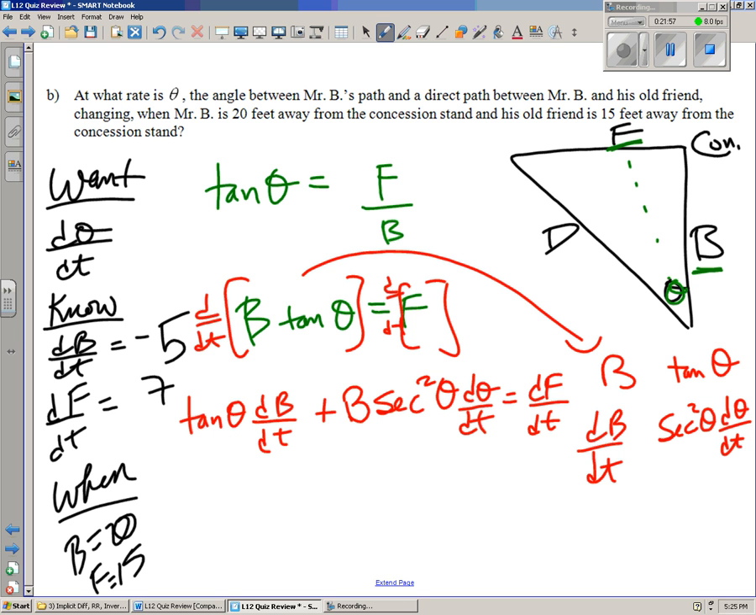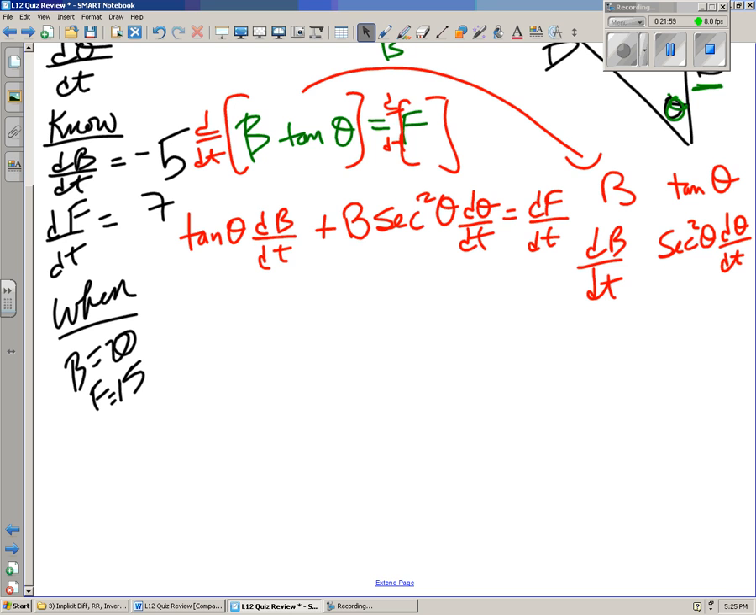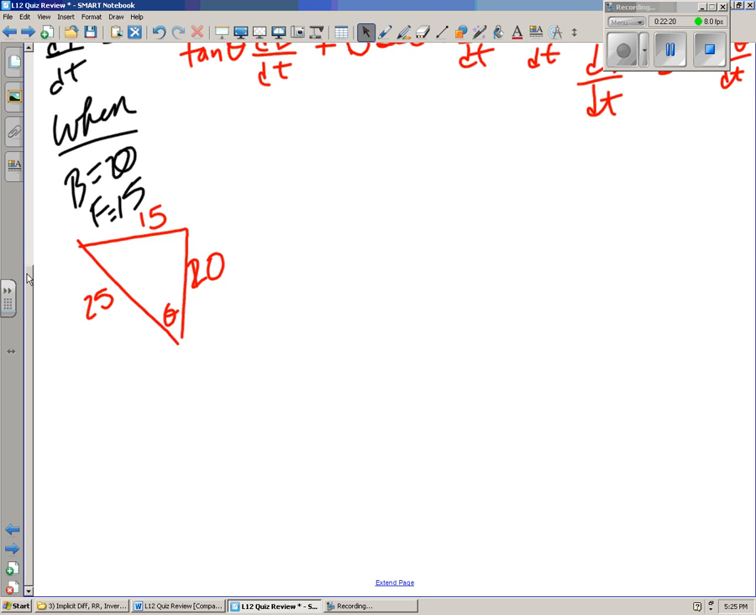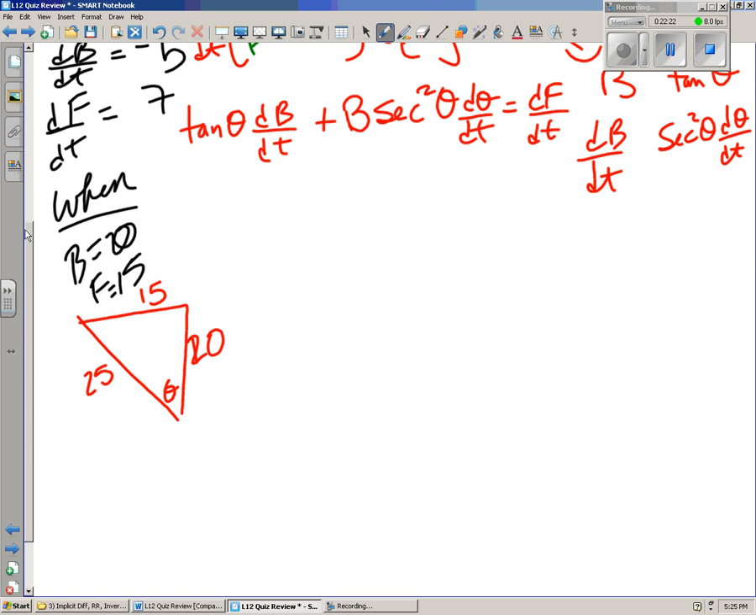And now we want to solve for d theta over dt, so we have some stuff to plug in. So tan theta, secant squared theta. We don't know those at the moment, but we're going to use our picture to figure that out. So here's theta. We know this is 20, this is 15, this is 25. So tan theta is opposite over adjacent if you're standing at the angle. So tan theta, opposite is 15, adjacent is 20. This reduces to 3 over 4.